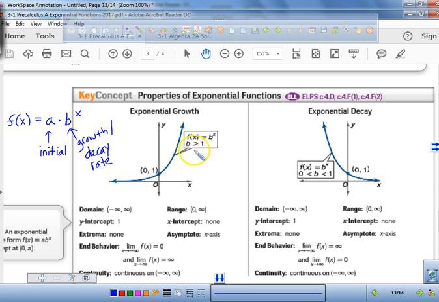Okay? Now you'll notice right here, what does it say your b value is for growth? Your b value has to be greater than the number 1 if it's growing. Over here, what does it say your b value is between? Your b value is less than 1, but it has to be greater than 0. So any decimal, any fraction between 1 and 0, and you are going to be decaying.